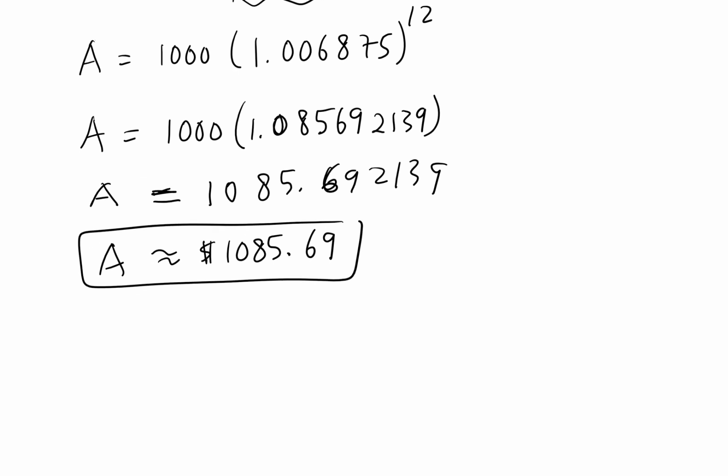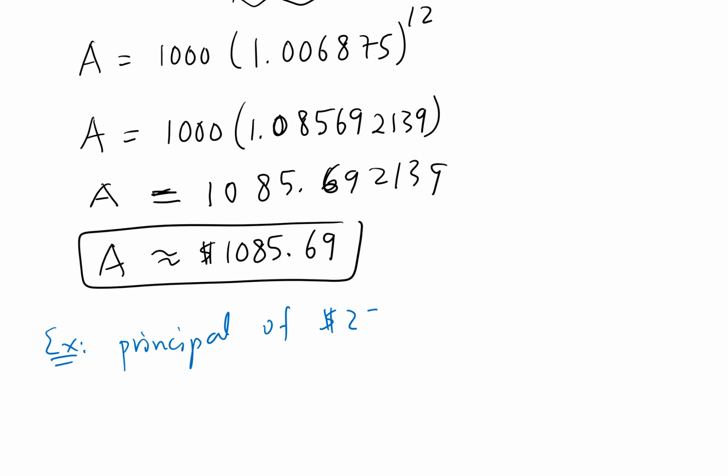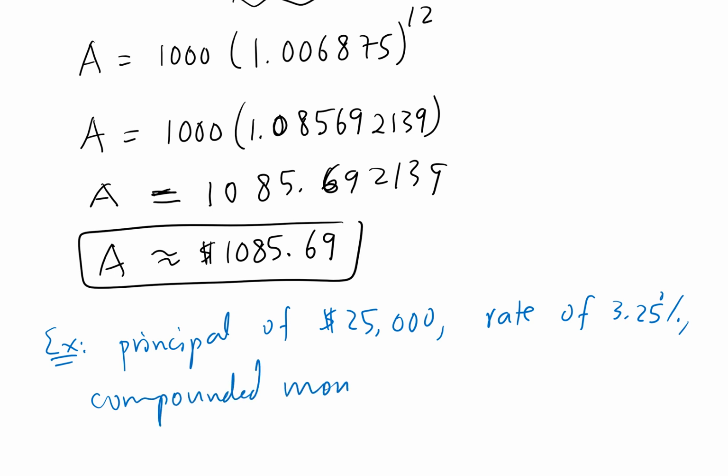Let me give you one and you try it on your own. A similar example with the principal of 25,000 instead of 1,000, rate of 3.25%, compounded monthly, for 5 years. We would like to find the final amount.